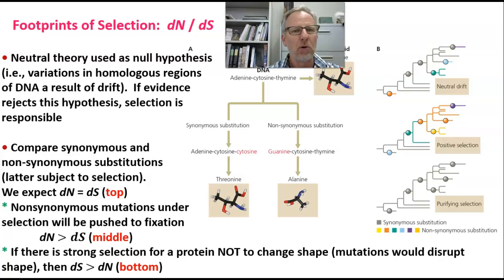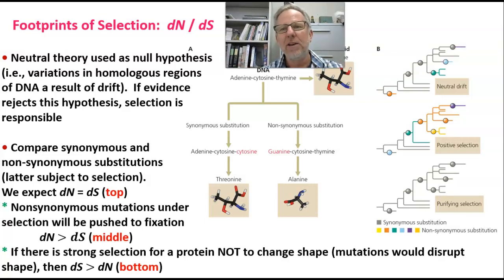Okay, so what we can do is compare synonymous and non-synonymous substitutions and look at the ratio of them in a particular gene. Based on the ratio, this gives us a signal as to whether there may have been neutral drift, positive selection that is favoring a particular mutant, or purifying selection, which is getting rid of new mutants.